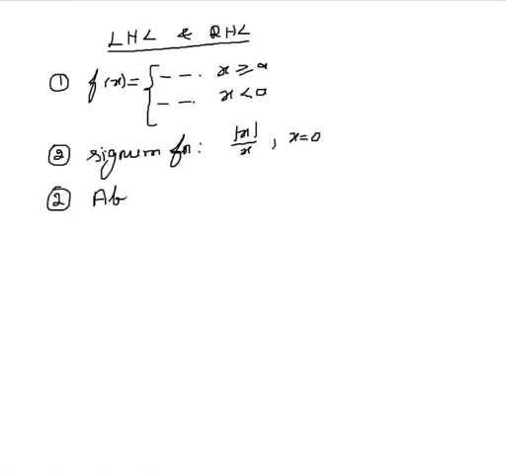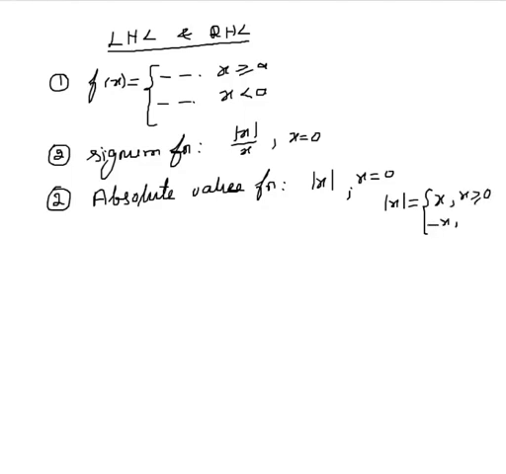And then the absolute value function at x equal to 0. For the absolute value function, LHL and RHL will always be the same. But the definitions are different. That's why we do LHL, RHL. So it takes the value x when x is greater than or equal to 0 and minus x when x is less than 0. That's why we do LHL and RHL, but both will be the same for the absolute value function. This is the third one.